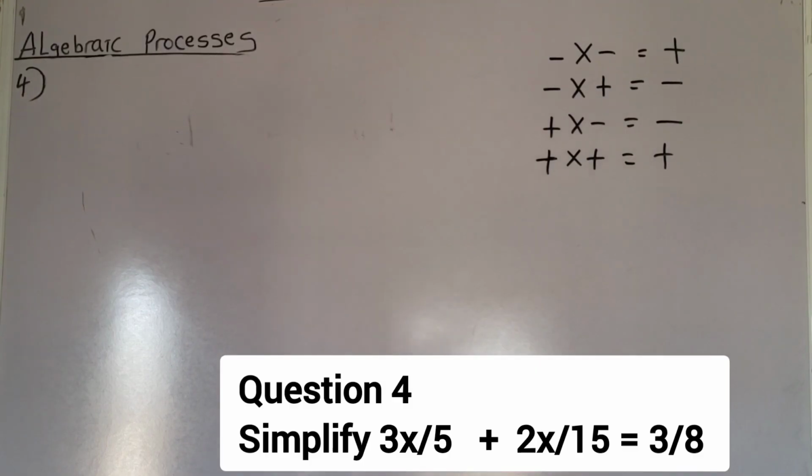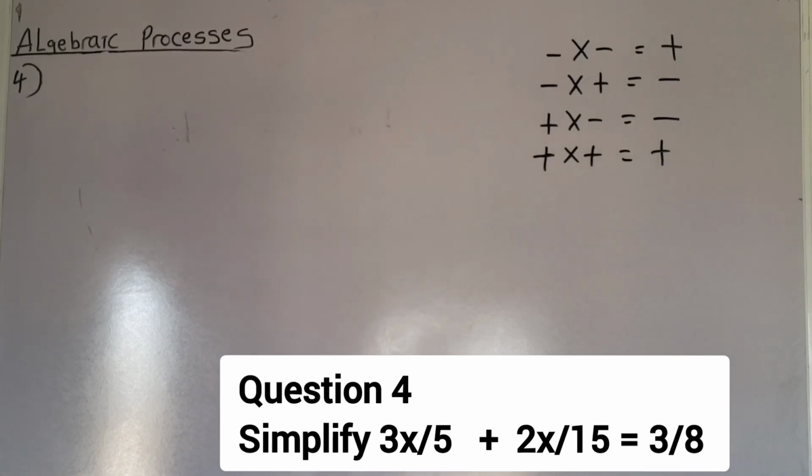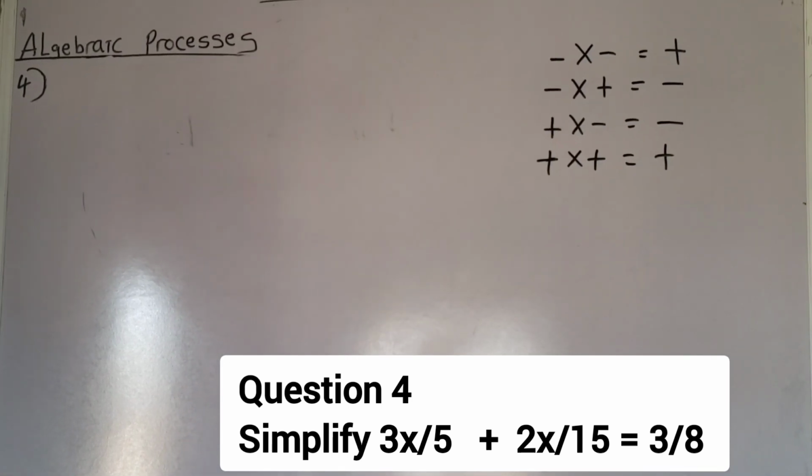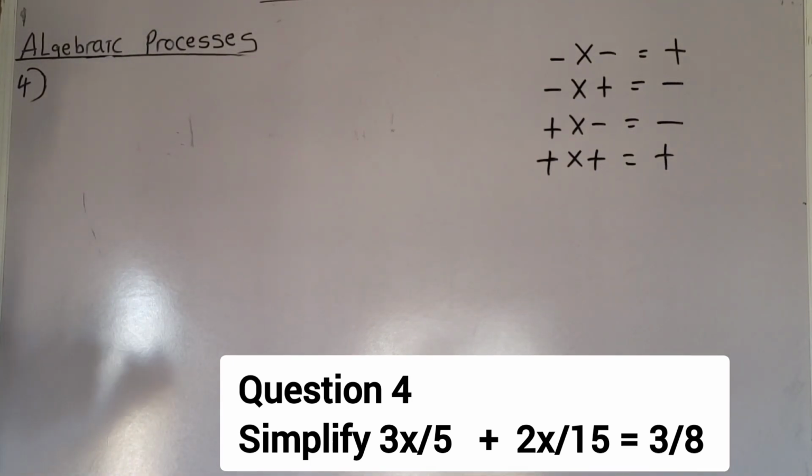Okay. Question 4. Simplify 3x over 5 plus 2x over 15 is equals to 3 over 8. The question says we should simplify. That means we should find the value of x. Do you understand what I'm saying?